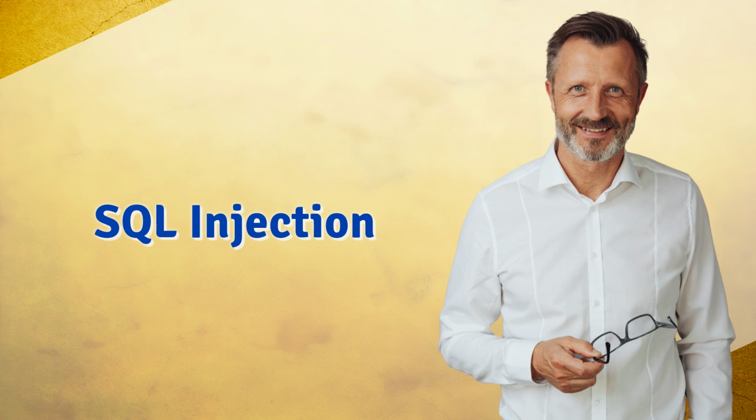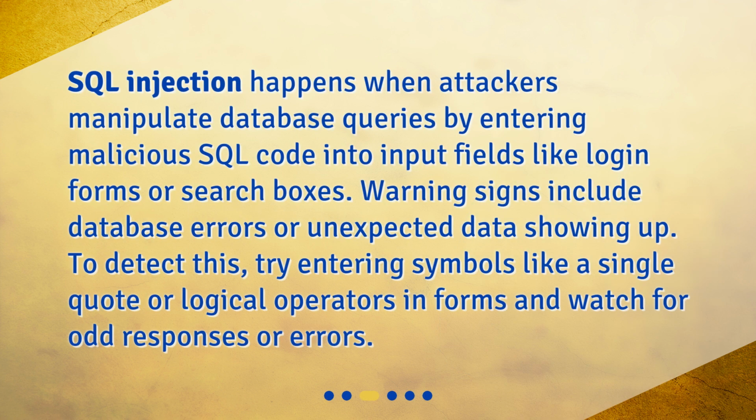SQL Injection. SQL injection happens when attackers manipulate database queries by entering malicious SQL code into input fields like login forms or search boxes. Warning signs include database errors or unexpected data showing up. To detect this, try entering symbols like a single quote or logical operators in forms and watch for odd responses or errors.